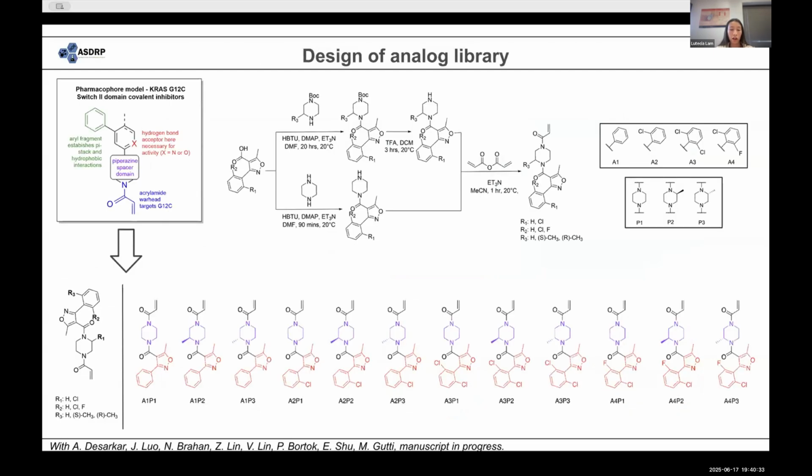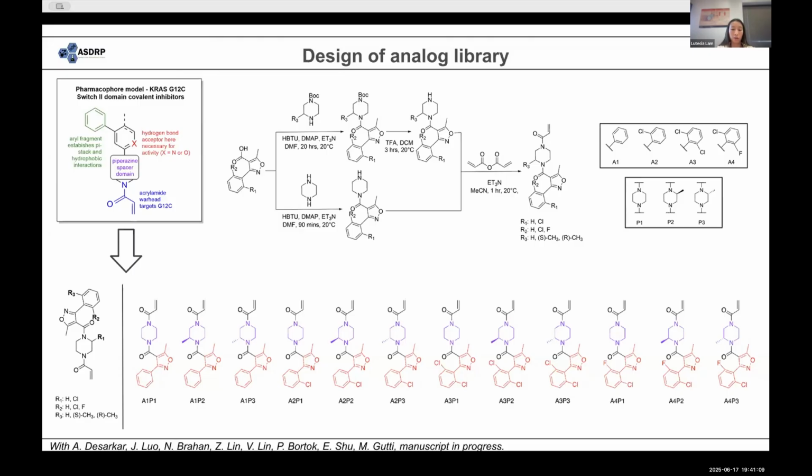So our covalent inhibitors feature the 2-methyl-5-aryl-isoxazole fragment that we identified in penicillin, and this corresponds to the A, where A1 features no halogen substituents, A2 features 1 chlorine, A3 features 2 chlorines, and then A4 features the chlorine and the fluorine. And then we included that piperazine spacer fragment with the forward-facing methyl and the back-facing methyl.